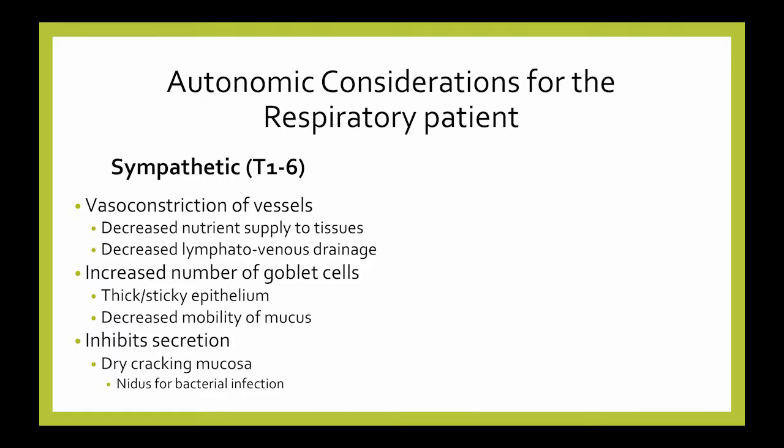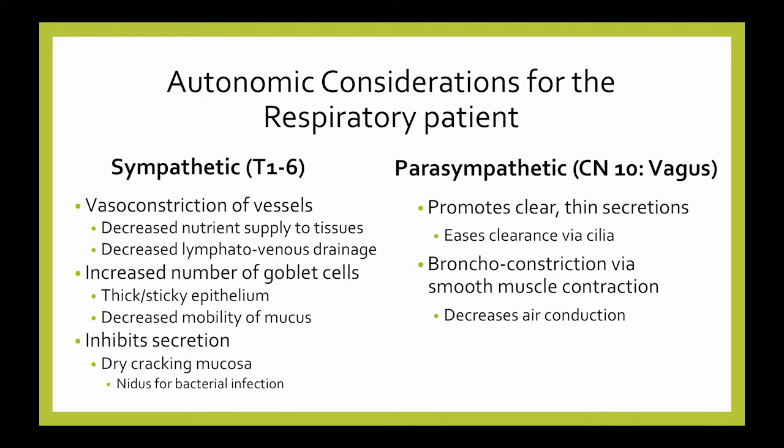infections. When talking about the sympathetics, we also have to consider your parasympathetics, and most importantly, cranial nerve 10, which is your vagus. Promoting this parasympathetic activity helps to promote clear, thin secretions and eases the clearance via the cilia. However, if you have too much parasympathetic activity, this can cause bronchoconstriction via smooth muscle contractions and therefore decreases air conduction. So it's very important to have a balance between the two.